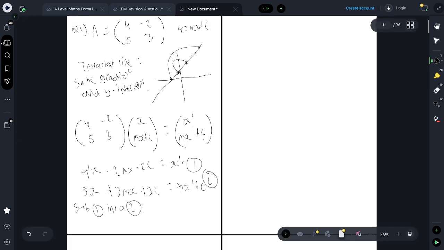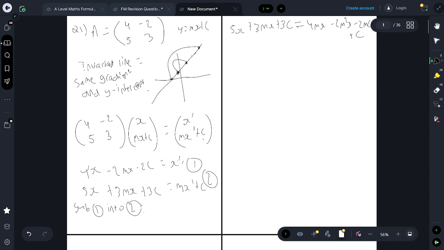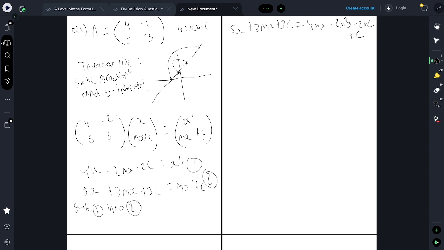Now I'm going to write it up here. So that would mean 5x plus 3mx plus 3c has to be m lots of x dash. So times the whole first equation by m. So you get 4mx minus 2m squared x minus 2mc plus c, right? And that's our equation. So that's what we can deduce.